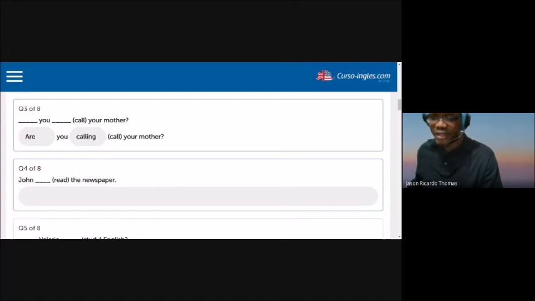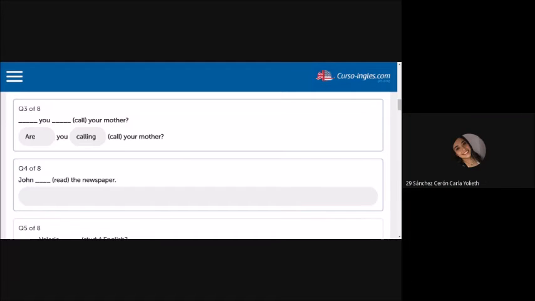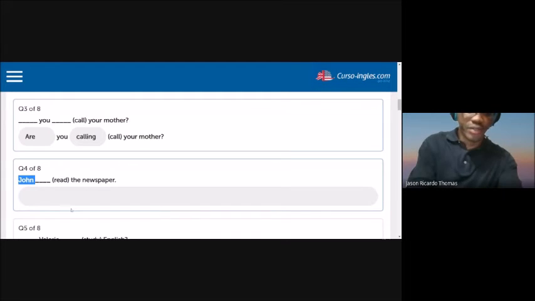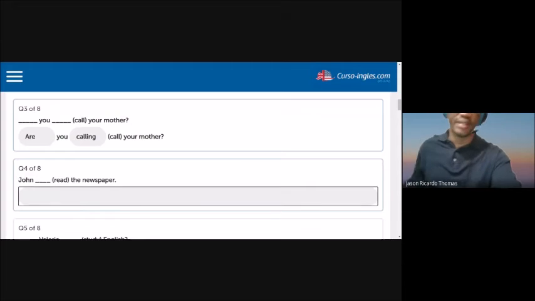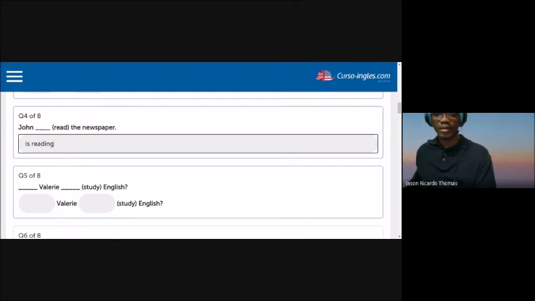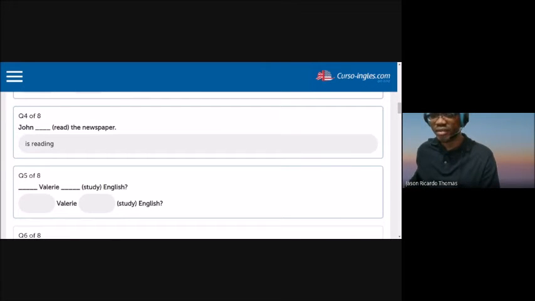Carla Sanchez. John reading the... What we need for John? John is a he. So John is, okay. John is reading the newspaper. Good. All right, guys, pay attention. Alma.